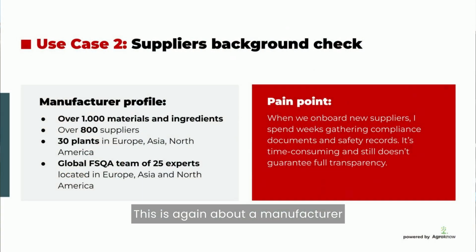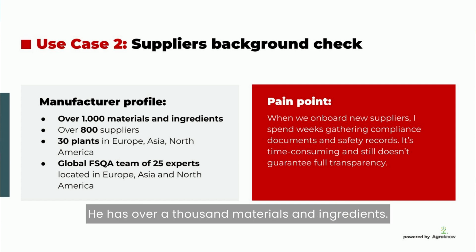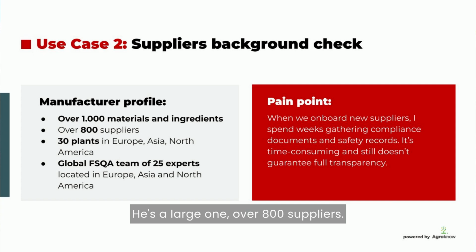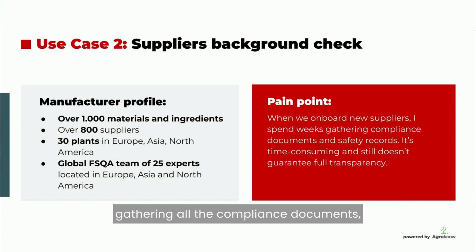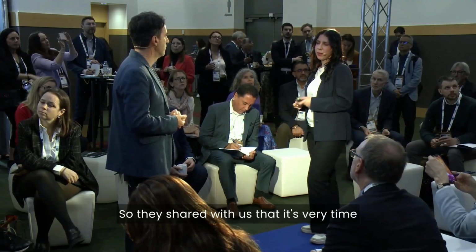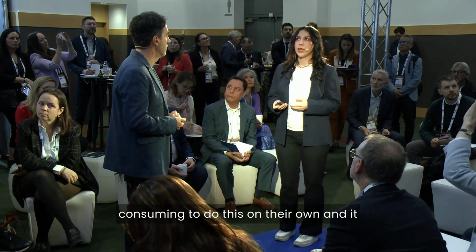This is again about a manufacturer who looks like the previous one. He has over 1,000 materials and ingredients. He's a large one, with over 800 suppliers. In this case, the problem was that when they onboarded a new supplier, they spent weeks gathering all the supplier's documents, which is very time consuming, and of course the safety records for that supplier. They shared with us that it's very time consuming to do this on their own, and it doesn't guarantee full transparency. So Giannis is going to show us what we did in this case and how we helped this manufacturer.